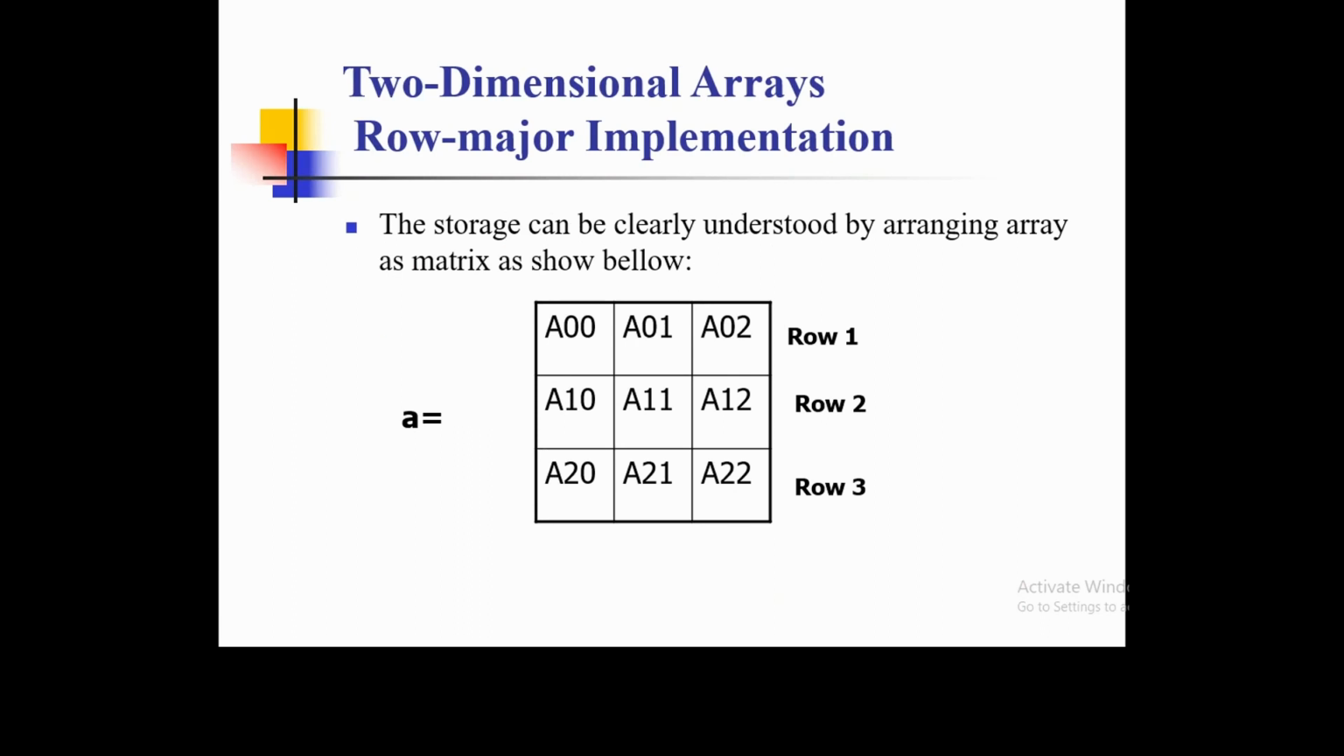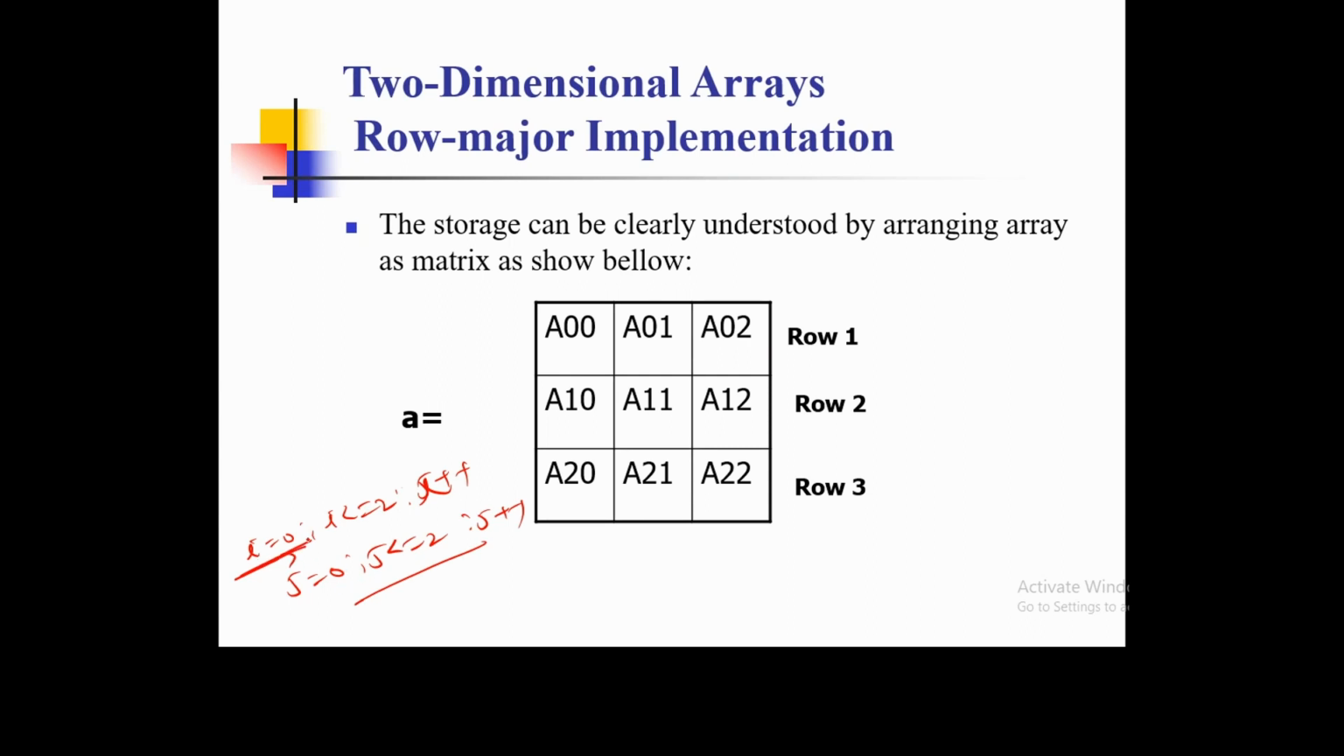So the storage can be clearly understood by arranging the array in matrix form. It is the simplest thing. We have already used the two-dimensional array in this order: A00, A01, A02, A10, A11, A12, A20, A21, A22. For accessing these elements, we can simply run a loop: the outer loop for i from 0, i less than the number of rows, i plus plus, and the inner loop j from 0, j less than the number of columns, j plus plus.